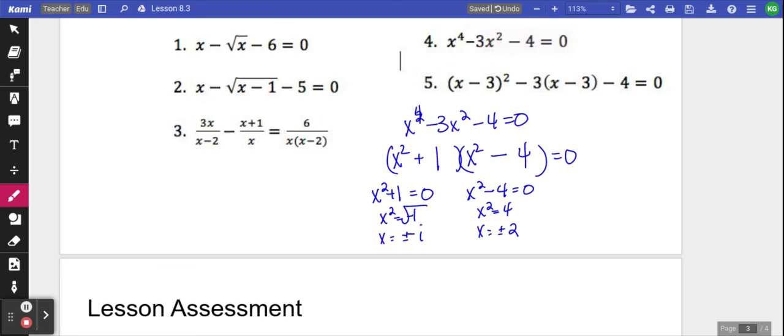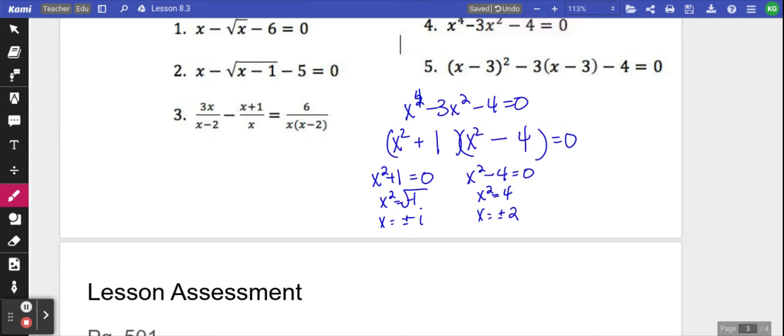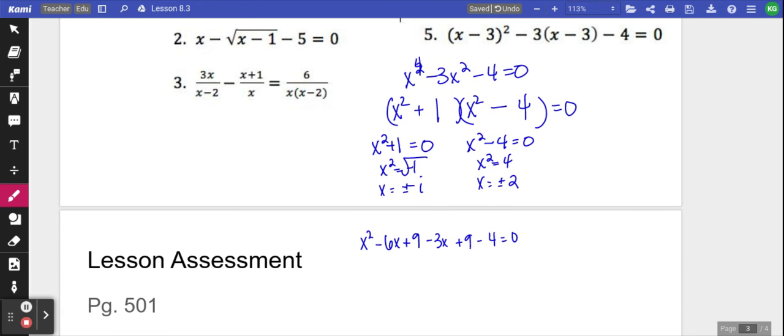On this last one, I am going to distribute here and combine like terms. So I'm going to FOIL the first part on number 5, which would be x squared minus 6x plus 9. Going to distribute in the middle, which would give me negative 3x plus 9, and minus 4. So that would give me x squared minus 9x plus 18 minus 4, which is 14.